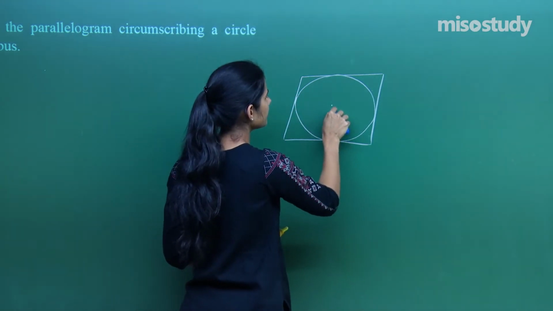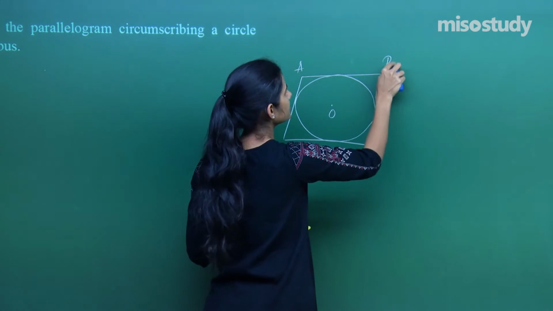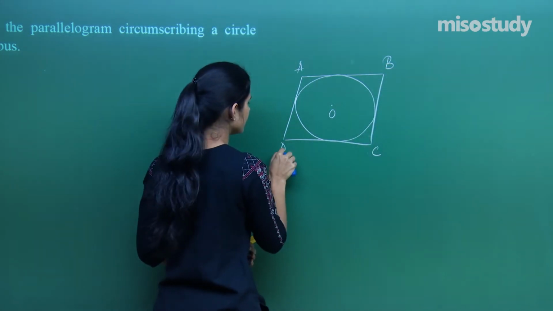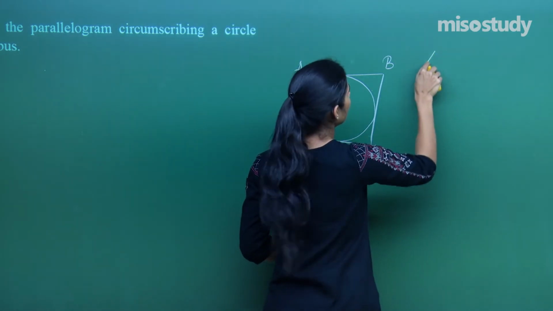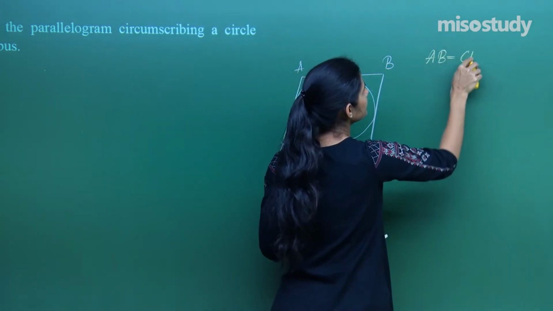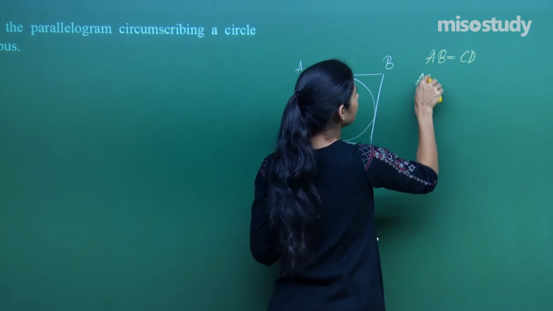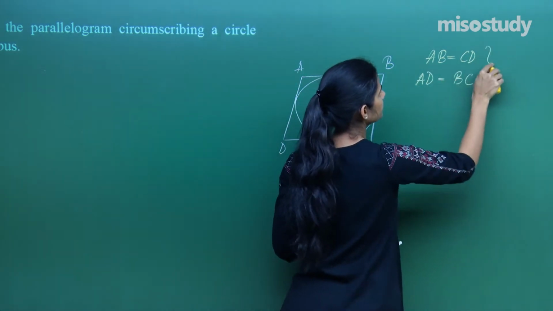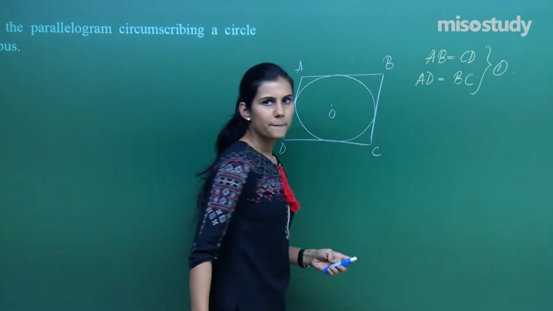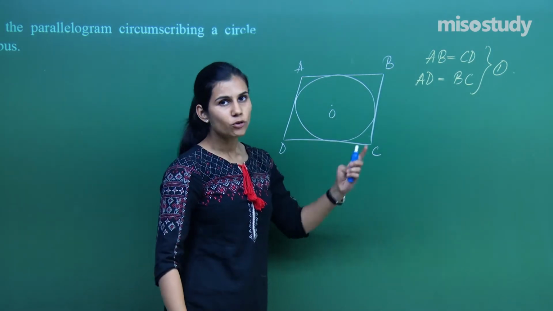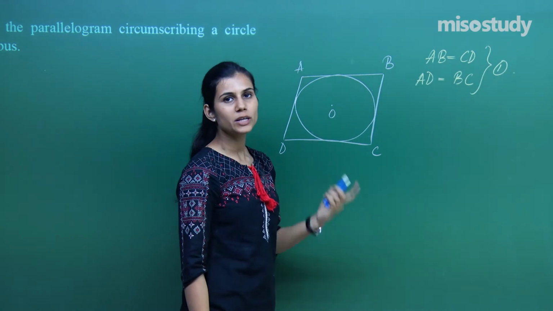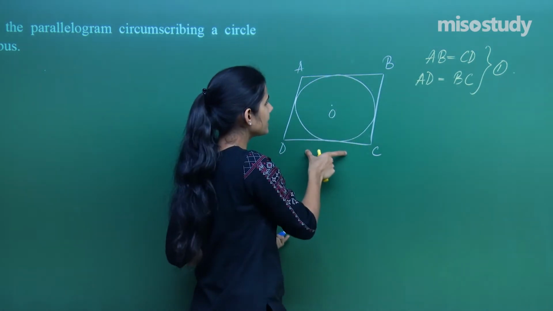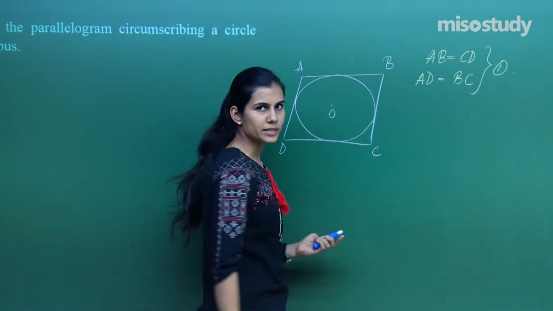Say the circle is centered at O. This is A, this is B, this is C, this is D. The moment I am saying it's a parallelogram, I already know that AB is the same as CD and AD is the same as BC, because opposite sides in a parallelogram are equal in length. They are not just parallel to each other, they are also equal in length. So length of AB is the same as length of CD, length of AD is the same as length of BC.